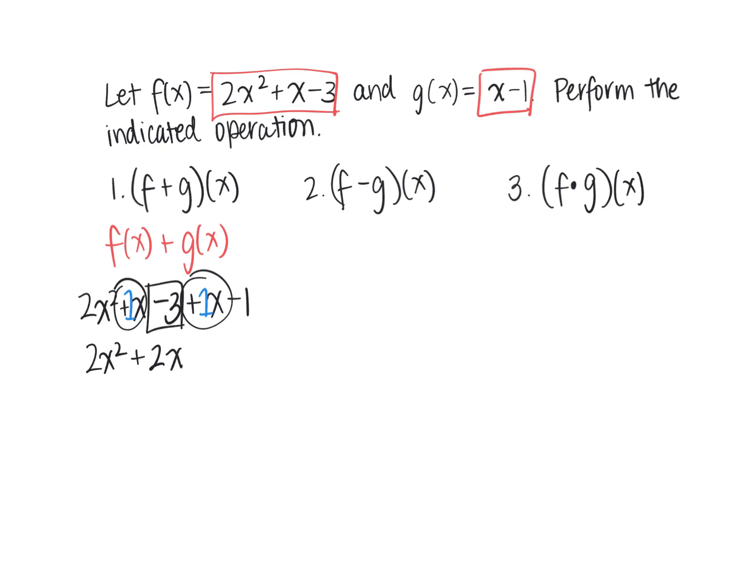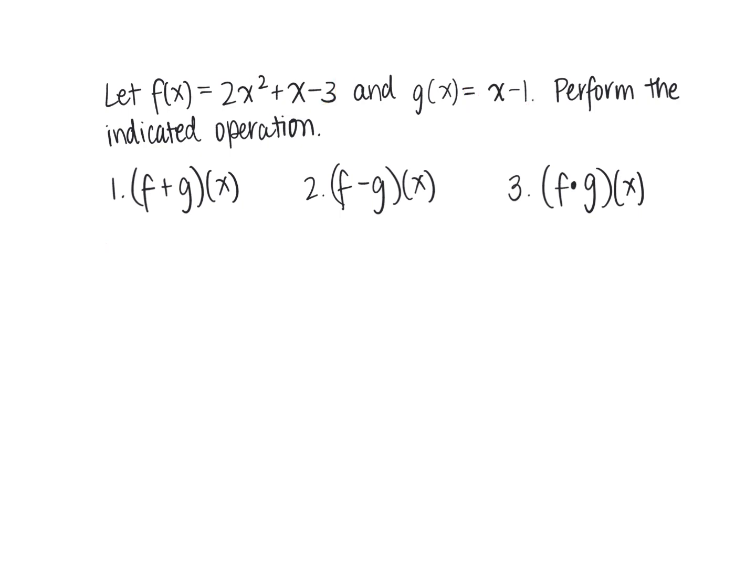Then I have this negative 3 and this negative 1. So minus 3, or negative 3 minus 1 is negative 4. So basically what we did is we combined two expressions to make one.